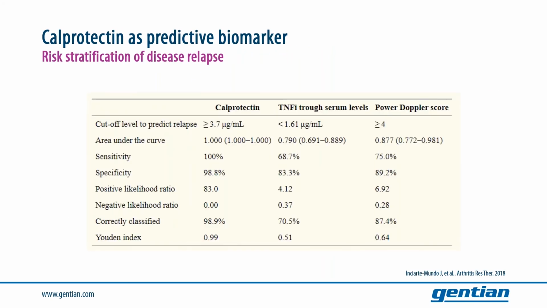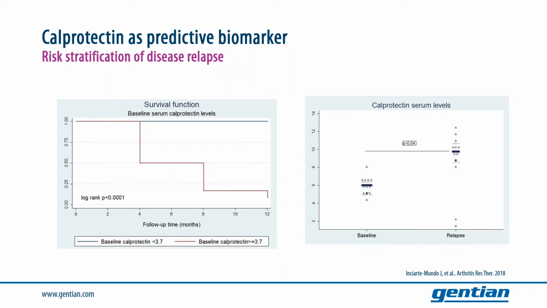In addition, monitoring calprotectin can even predict the relapse of patients under treatment, as shown in this study, where high baseline calprotectin levels predicted relapse of patients in remission or low disease activity with high sensitivity and specificity, as you see in this table. And the Kaplan-Meier curve illustrates the predictive performance of high calprotectin levels, clearly showing the decrease in survival. And to the right, you can also see that calprotectin levels increase in relapsed patients, in line with the previous studies showing that calprotectin levels correlate with disease activity.